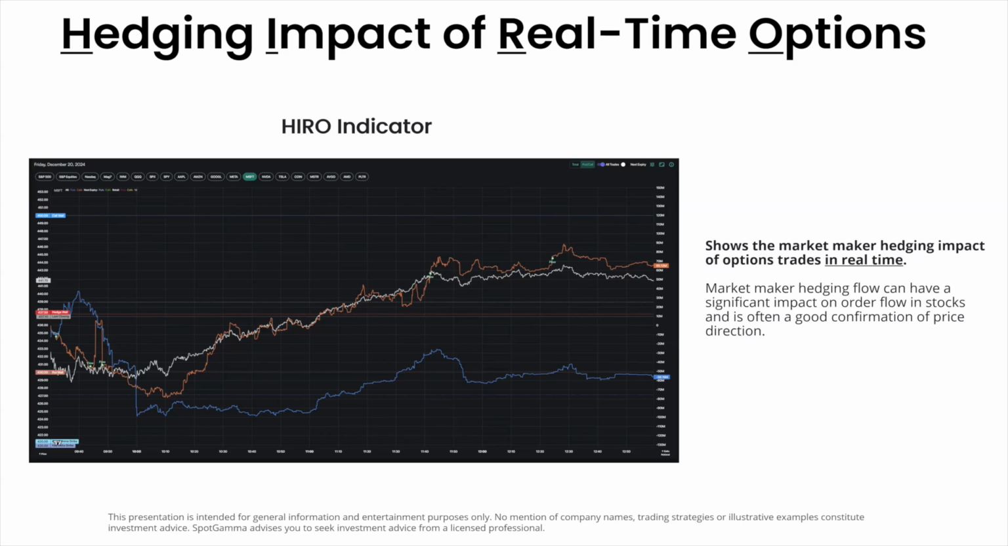The white line shows price. The orange line shows calls. The blue line shows puts. A rising orange line indicates traders are buying calls. A rising blue line indicates traders are selling puts, and vice versa.